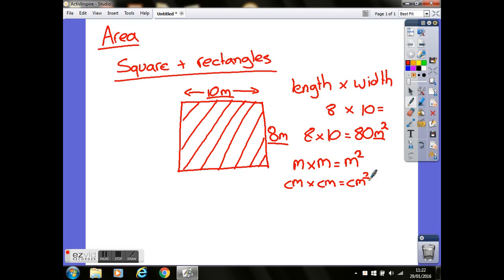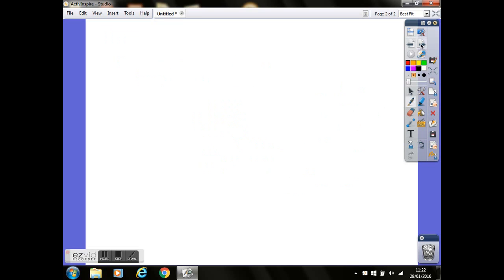So, that's the main way of finding the area for a square or a rectangle. It'll always be the same. That is never going to change. So, we'll move on to looking at triangles now.